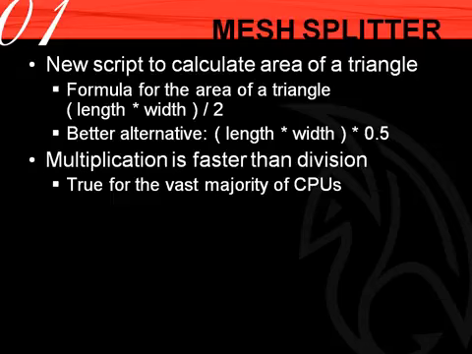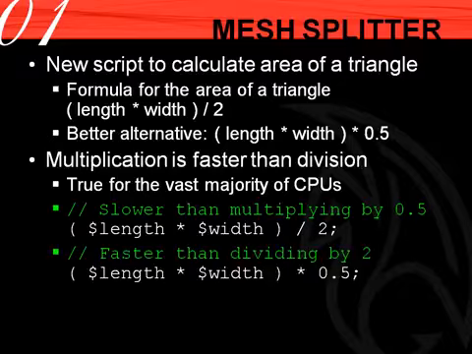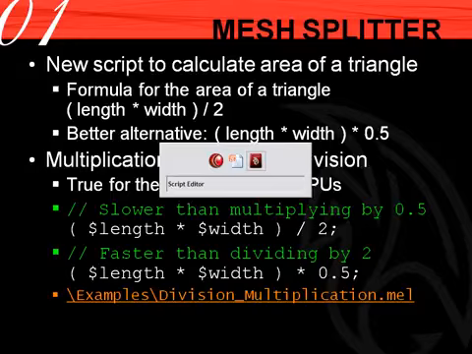So in any situation in which you have to divide by 2, it's always best to multiply by 0.5. Again, this is another tip that you can use to speed up your scripts. Here's another example: length times width divided by 2 is slower than multiplying by 0.5 in this case. We talked about our profiler before. Now we're going to use our DLUtils profiler again to compare division against multiplication.